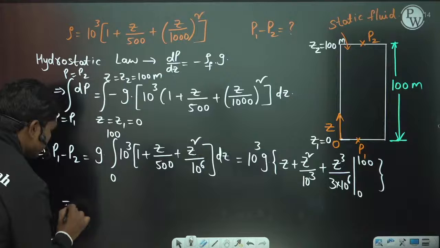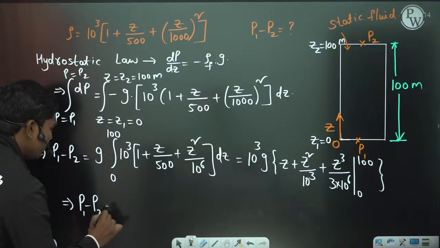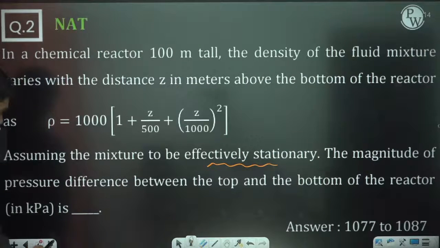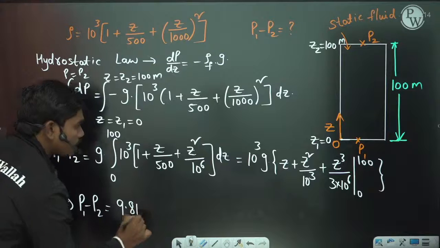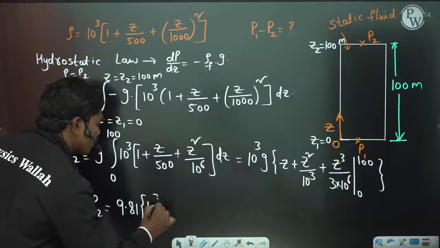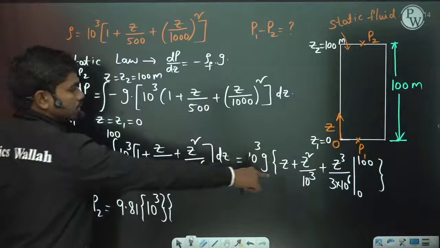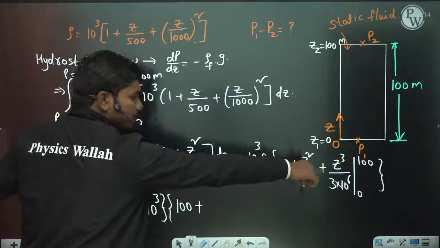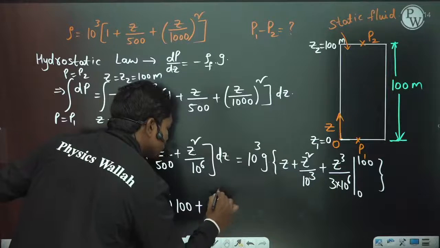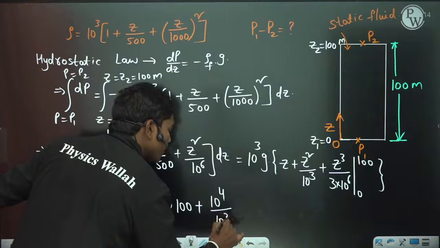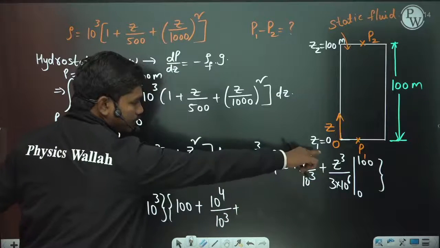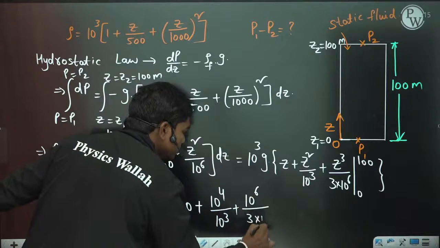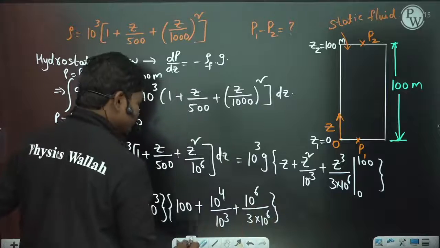So P1 minus P2 is equal to g into 10 cube. What is the value of g given? Nothing is given, so let us take 9.81 by default. So 9.81 times 10 cube into, now let us substitute the limits: 100 minus 0, 100, plus 100 square minus 0 square, so 100 square, which is 10 to the power 4, by 10 cube, plus when we substitute z equal to 100, 10 square whole cube, so 10 to the power 6 minus 0 cube, that is 0, divided by 3 into 10 to the power 6. Okay, so this is the value that you have.